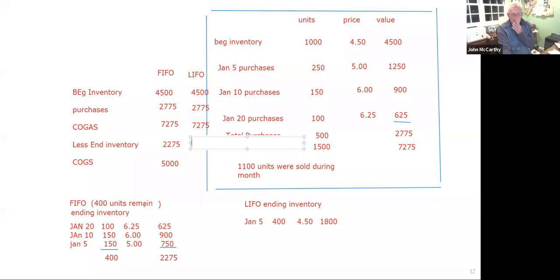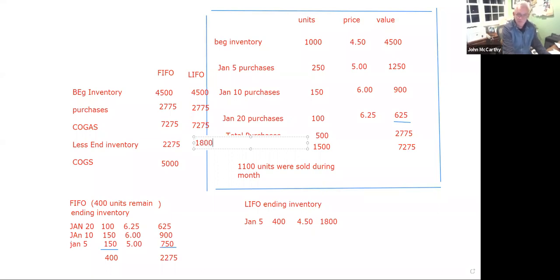Now, again, we have 400 units left, but under LIFO, we assume the most recent purchases are the ones that were sold. And so the oldest purchases, in this case the beginning inventory, is what's on hand. So we had 1,000 at the beginning. So we assume that it comes out of that pool of purchases. We only need 400 because there's 400 units on hand at 4.50. So that's $1,800, okay? So that's what the LIFO ending inventory is.